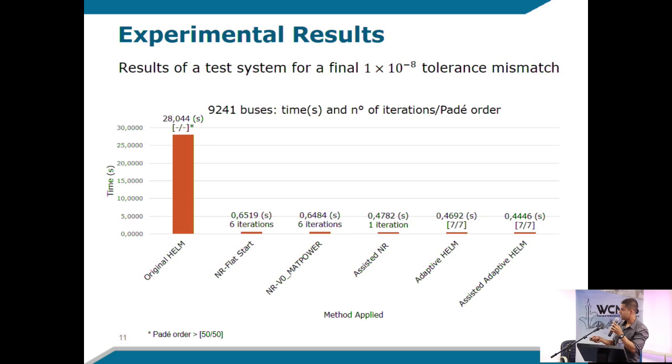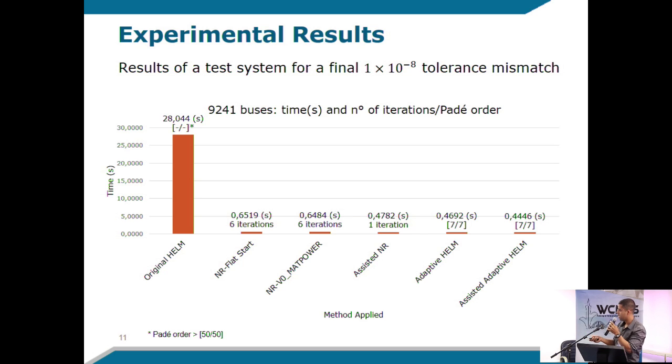Newton-Raphson in a flat start demands 0.65 seconds and 6 iterations. When it uses the V0, which is a guess provided by MATPOWER, near the flat start, and assisted using the method proposed in this work, we have a reduction of time to 0.47 seconds, and the iterations are reduced a lot, from 6 to 1.